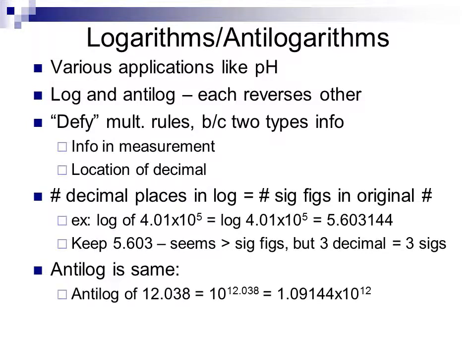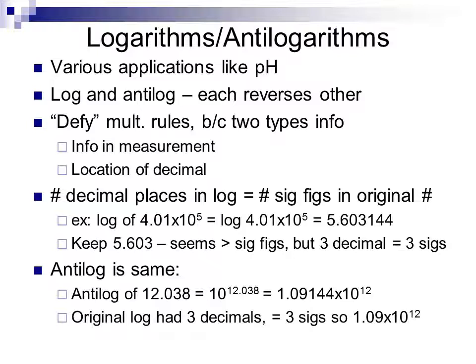If we take the antilog of a number, something like 12.038, we will take an antilog by taking 10 to that number. So 10 to the 12.038 gives us 1.09144 times 10 to the 12. The same rules apply. The original log had 3 decimals, and so if we take 3 decimals, that gives us 3 significant figures, which means that we will keep 1.09 times 10 to the 12.